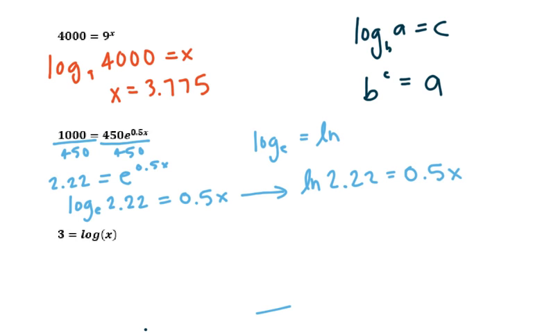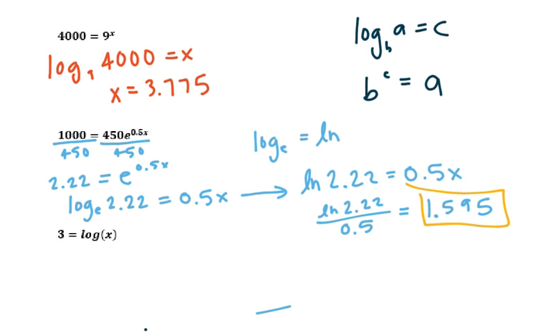If we take the natural log of 2.22 and we divide it by 0.5, we're going to put that in our calculator, and it is going to leave us with our answer of 1.595. And so that is the value of x in this second example here.